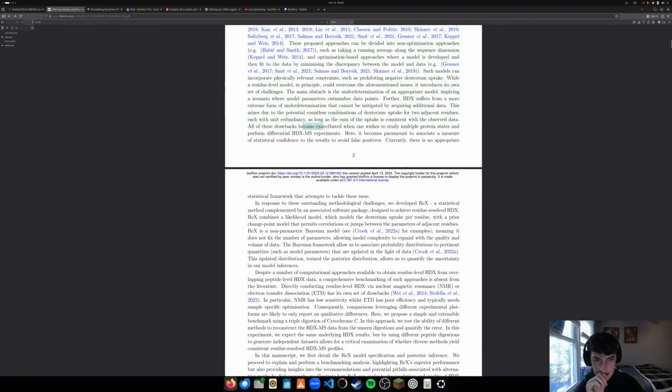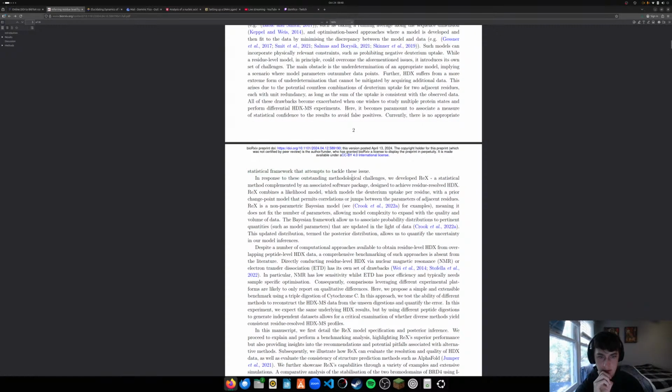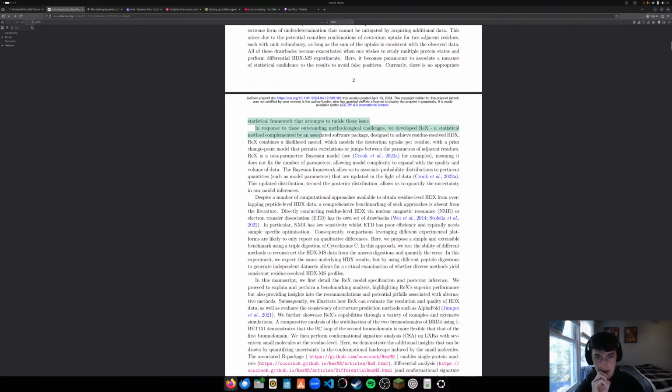All of these drawbacks become exacerbated when one wishes to study multiple protein states and perform differential analysis. Here it becomes paramount to associate a measure of statistical confidence to the results to avoid false positives. Currently, there is no appropriate statistical method. Yeah, that is true.